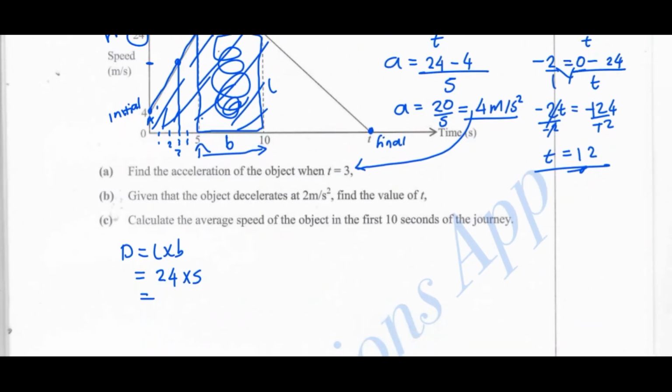5 times 24: 5 times 4 is 20, we keep the 2, 5 times 2 is 10 plus that 2 is 12, so 120. So that 120 is for this. Now we need to find the distance for the other part.